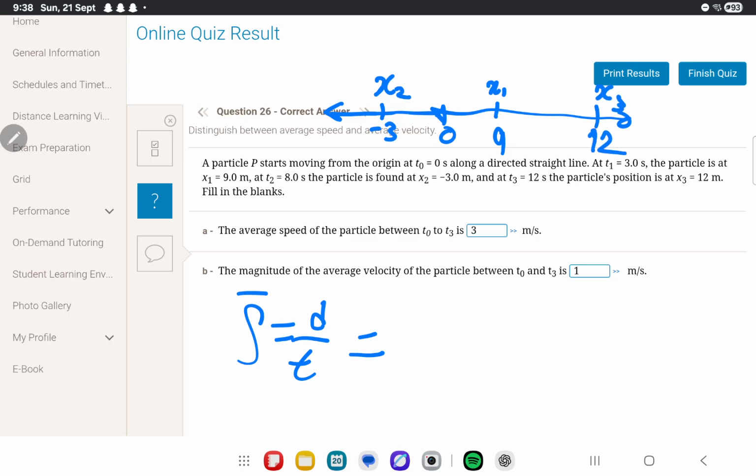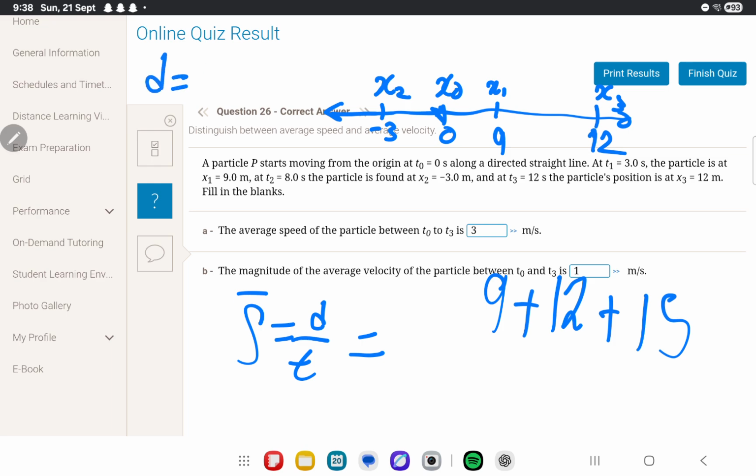So it moved from x0 to x1, which is 9 meters, then from 9 to negative 3 is a 12 meter difference, because 9 minus negative 3 is 9 plus 3, which is 12. Now, negative 3 to 12 is going to be 15 meters, right? Because remember, you just apply the formula I taught you. The distance is the absolute value of the final minus the initial.